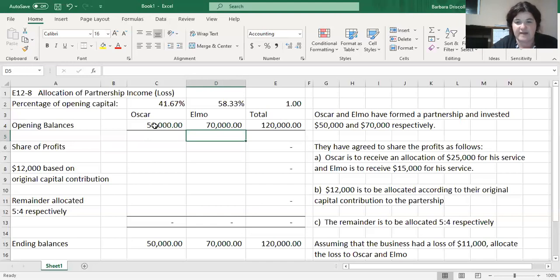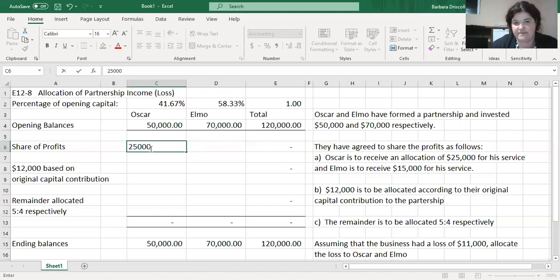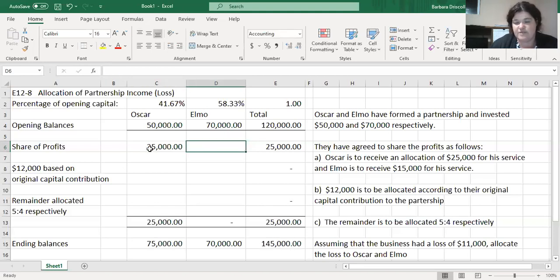So going back to allocating our profits, Oscar is to receive an allocation of $25,000 for his service and Elmo is to receive $15,000 for his service. So this is the equivalent to them receiving a salary if they were actually an employee of the partnership, but generally partners are not employees of their own partnership. So this is the equivalent to what they will receive in lieu of a salary. This is the considered worth of their effort on an annual basis for the work.